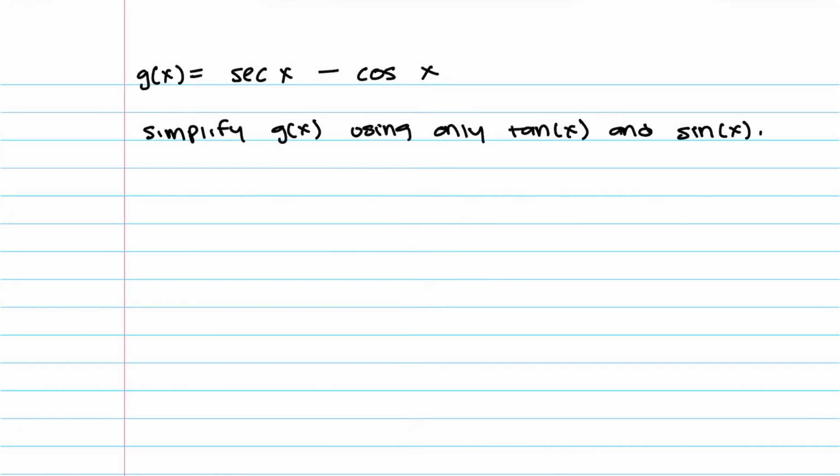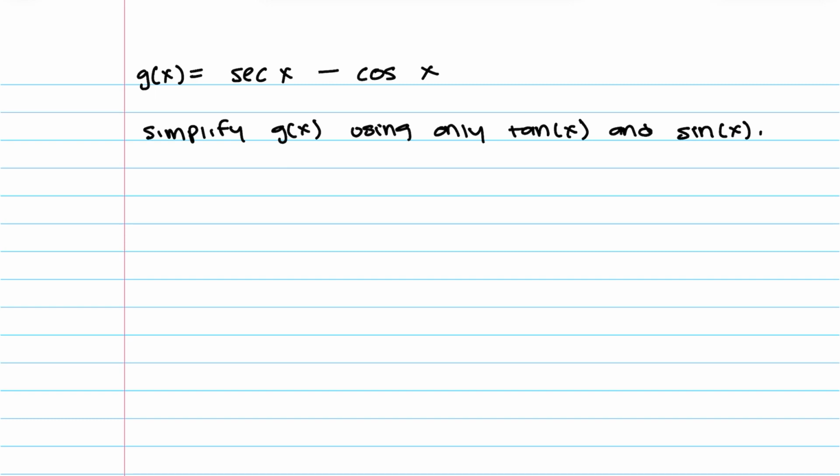Alright, so jumping into the second example, we have a function defined to be g of x is equal to the secant of x minus cosine of x. And according to the problem, we want to simplify g of x as much as we can by only using tangent and sine of x.